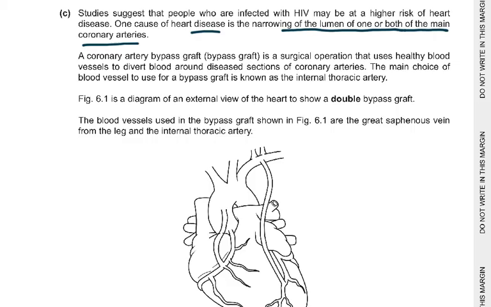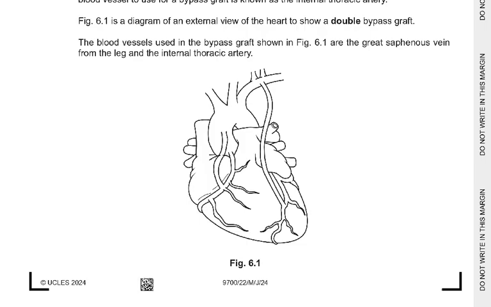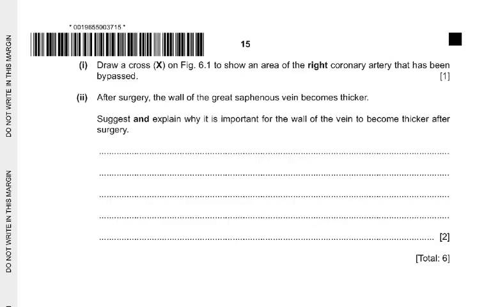Figure 6.1 is a diagram of an external view of the heart to show a double bypass graft. The blood vessels used in the bypass graft shown in figure 6.1 are the great saphenous vein from the leg and the internal thoracic artery. You can see the bypass here. Now, what is the question they want you to answer? Draw a cross on figure 6.1 to show an area of the right coronary artery that has been bypassed.